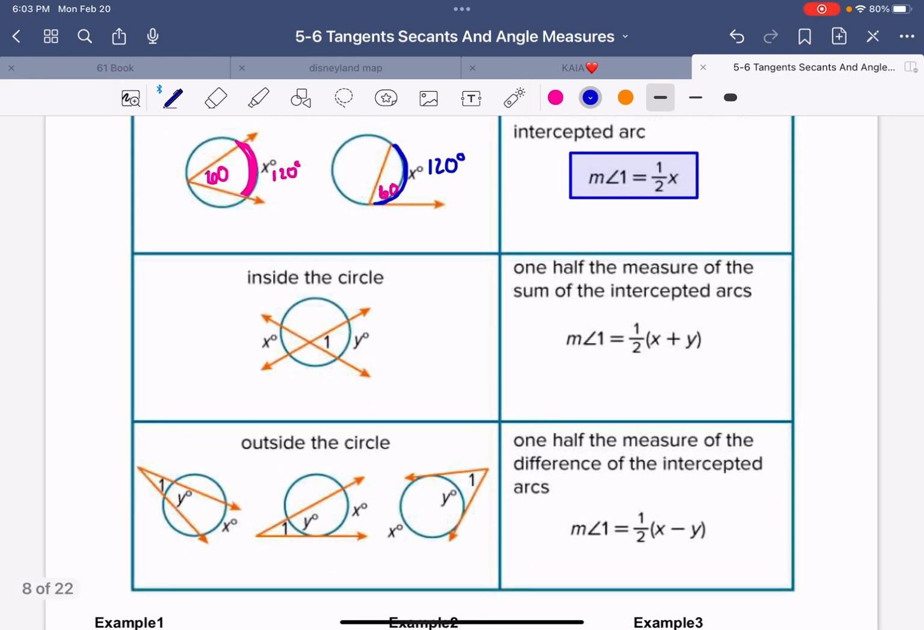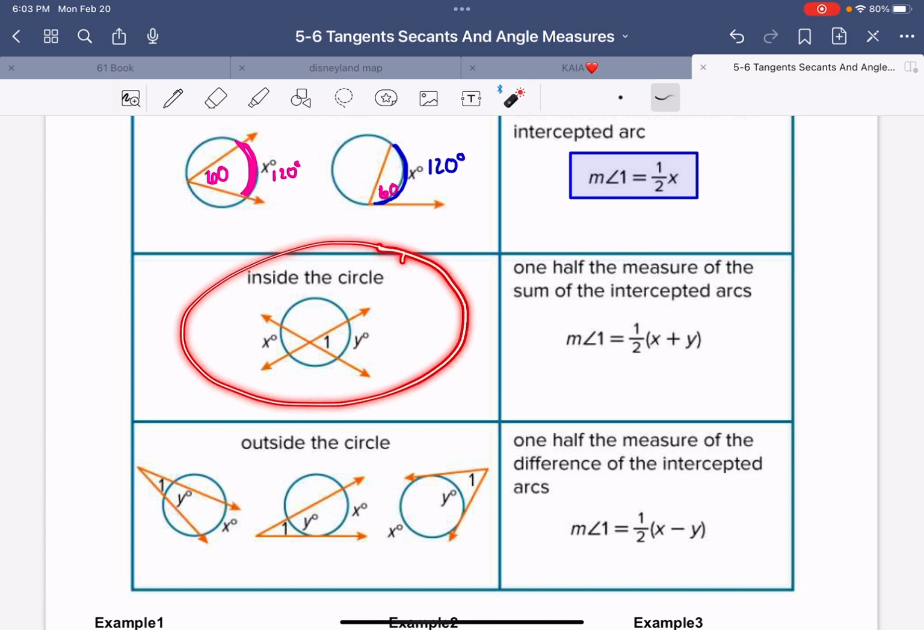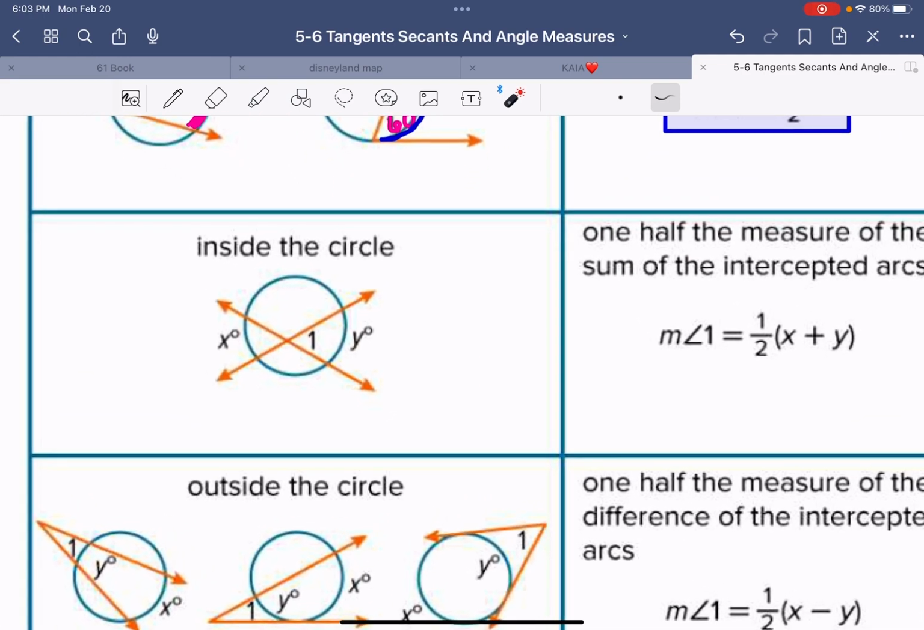All right, these two pictures down here now are two new theorems. We will have two secants in this center picture intersecting inside the circle. Now notice their intersection point does not necessarily need to be the center of the circle. Okay, that's really important. So you don't want to assume that the measure of angle 1 is equal to y. That's only if they're intersecting at the center.